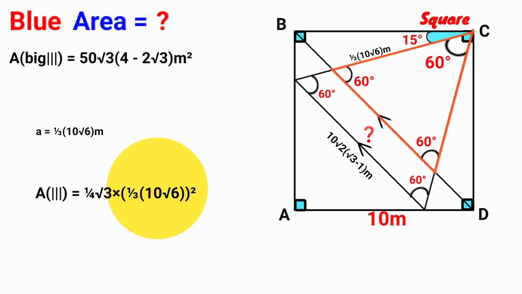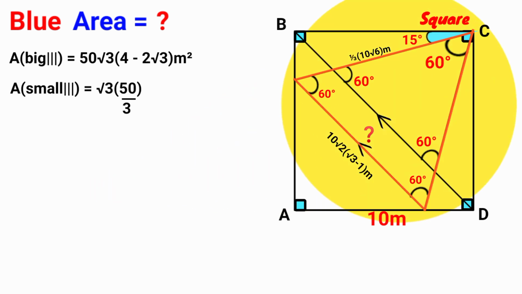1 over 3 into bracket 10 root 6 all squared is 1 over 3 squared times 10 squared times root 6 squared. 1 over 3 squared is 1 over 9. 10 squared is 100. Root 6 squared is 6. 100 times 6 is 600. 1 over 9 times 600 is 600 over 9. 9 is 3 times 3. This 600 divided by this 3 is 200. So it is 200 over 3. Therefore, area of small triangle equal to 1 over 4 root 3 into bracket 200 over 3 meters squared. This 1 over 4 times this 200 is 50.